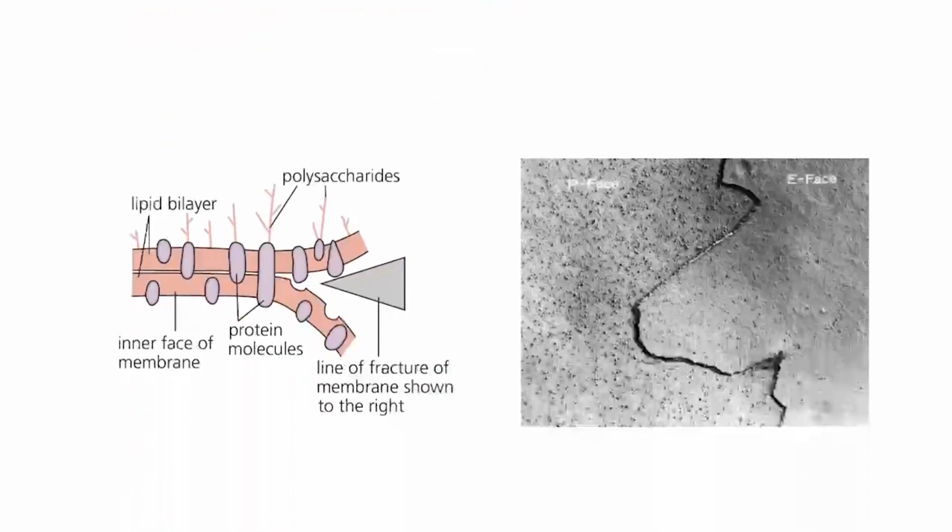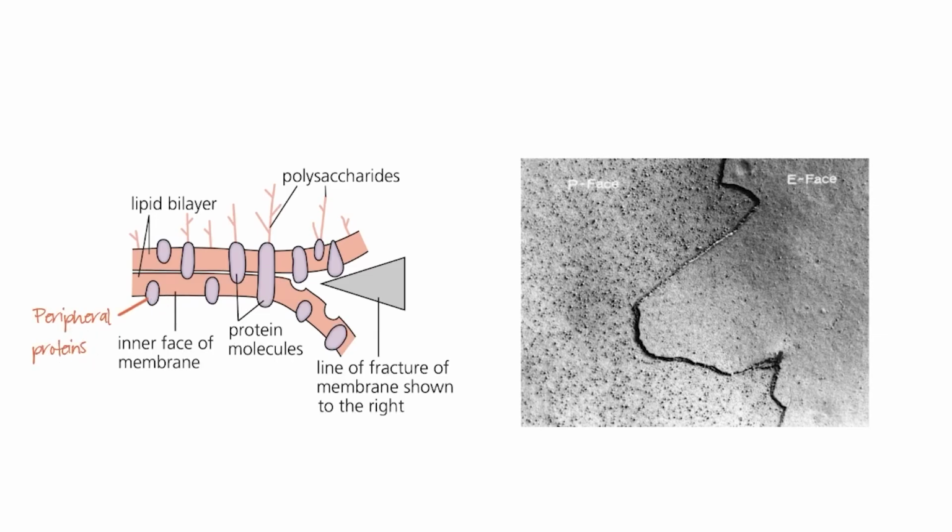These kinds of functions are only possible for the cell because of how the proteins are embedded in the cell membrane. Some of these proteins are only on the surface of one of the layers of the membrane, either the outer layer or the inner layer. These are called peripheral proteins. Other proteins will run through the entire membrane, all the way from one side to the other. These are called transmembrane proteins, and they connect the cell's internal environment to the external environment.